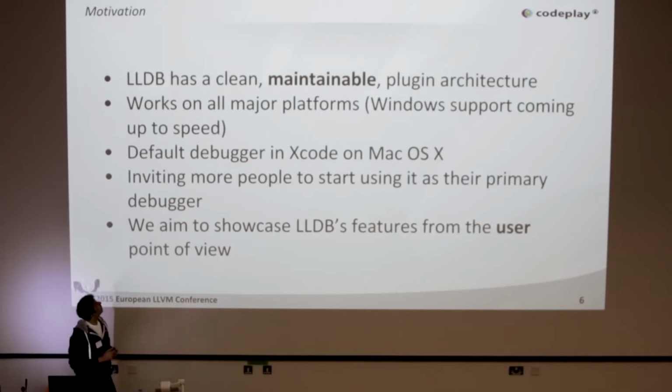So LLDB, as you would know, comes under the LLVM umbrella of projects. It has a very clean, maintainable plugin architecture, which makes it very easy to develop stuff for it, and also very easy to add features. Almost all features in LLDB, say, adding a new architecture, supporting new object formats, new operating systems, are all done through plugins, so it's very easy to add and modify stuff.